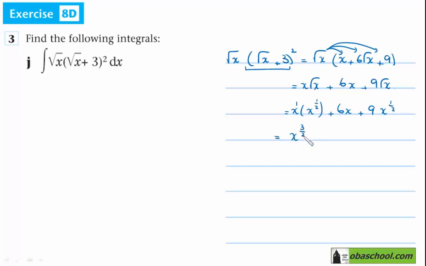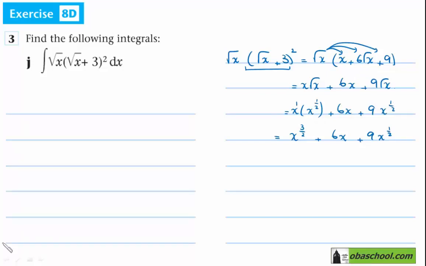So using the indices rule, we can say x multiplied by the square root of x is equal to x power 3 over 2, plus 6x plus 9x to the power half. Now we have the original expression that comes after integration written in the linear combination form. So we can now integrate x to the power 3 over 2 plus 6x plus 9x to the power half, all with respect to x.